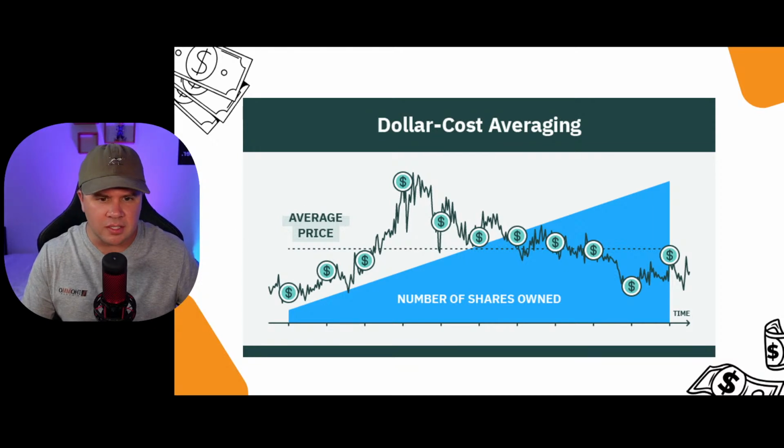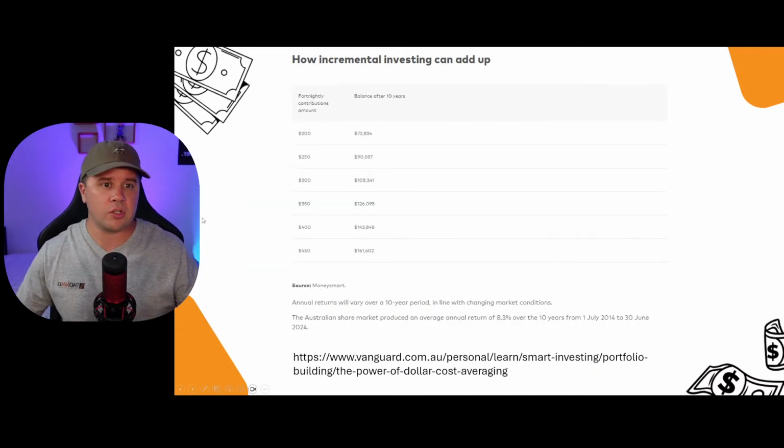And they broadly mimic the returns of an index. So it could be an Australian ASX index, top 200 companies. It could be a US index, S&P 500. That's the kind of returns we're looking at for dollar cost investing. Dollar cost averaging, excuse me. So this is an example.